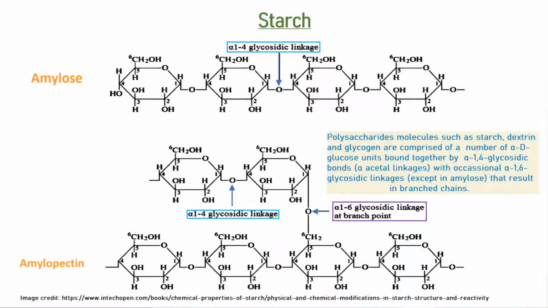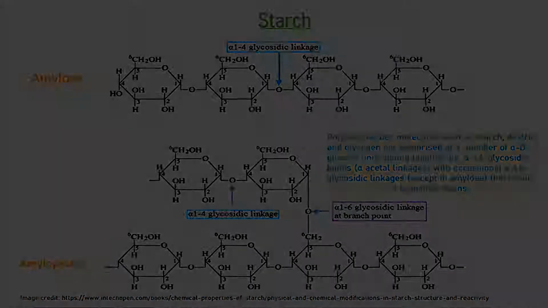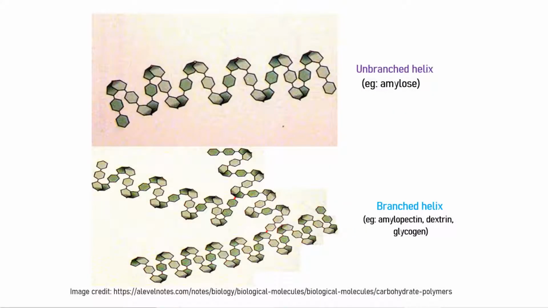Polysaccharide molecules such as starch, dextrin, and glycogen are comprised of a large number of alpha-D-glucose units that are bound together by alpha-1,4-glycosidic bonds or alpha-acetal linkages with occasional alpha-1,6-glycosidic linkages that result in branched chains, except in amylose. As a result of the bond angles in the alpha-acetal linkages, these molecules form branched or unbranched 3D spiral structures much like a coiled spring.